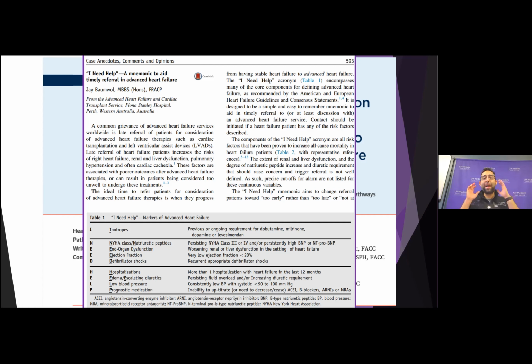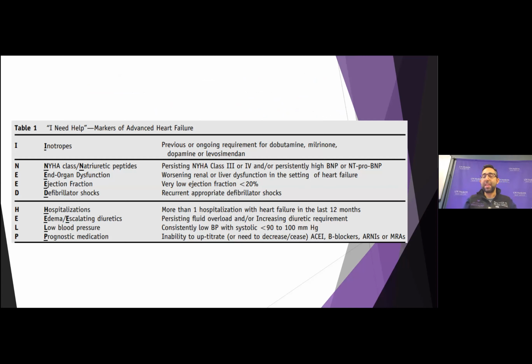I want you to think about this in the back of your head when you see a heart failure patient. Is the patient requiring inotrope? Has there been previous or ongoing requirement of dobutamine, milrinone? Is the patient persistently in NYHA class 3 or teetering into class 4, with persistently high BNPs and NT-proBNPs? Is there end organ dysfunction, worsening renal or liver dysfunction in the setting of heart failure?